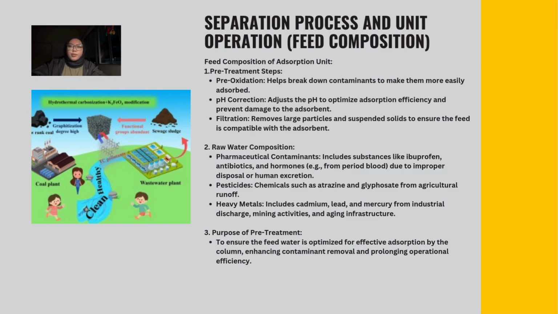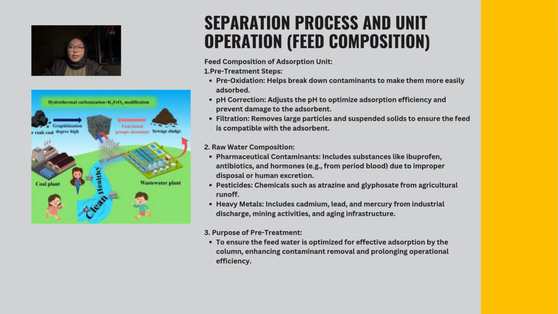So these are the feed composition of the separation process and unit operation. The first one is feed composition of the adsorption unit. There are pre-treatment steps. The first one is pre-oxidation. It helps to break down the contaminants to make them more easily adsorbed. The second one is pH correction. It adjusts the pH to optimize adsorption efficiency and prevent damage to the adsorbent. The third one is filtration. It removes large particles and suspended solids to ensure the feed is compatible with the adsorbent.